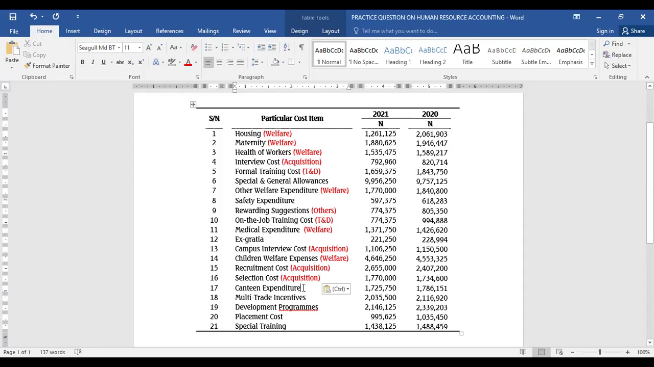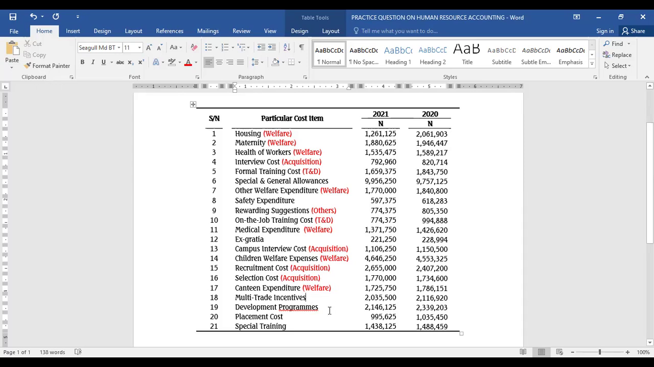Canteen expenditure, is it welfare? Is it not welfare? But I think if you go to the canteen often, it's still part of work and makes the environment conducive. So I would just put it as part of welfare. They want to be sure that you are well fed. At least a meal once in a day in the office sometimes can motivate some employees.